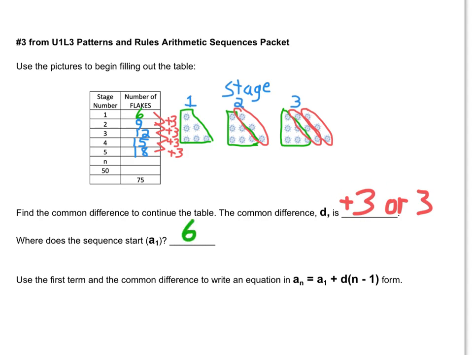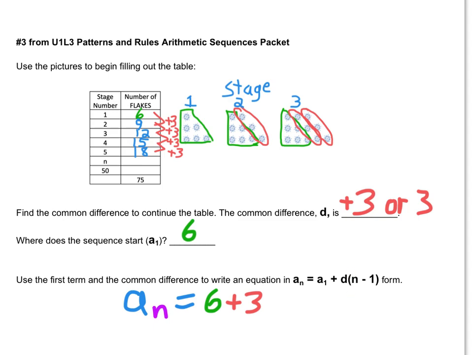Using our common difference and our a sub 1, we can write our equation using the first term and the common difference, in the form a sub n equals a sub 1 plus d times the quantity n minus 1. So we have a sub n, that's what our variable is, equals a sub 1. A sub 1 we said is 6. But then it says plus d again. Because it's a plus, it really just means whatever that number is, that number. So since d is going up by 3, we're going to say plus 3.